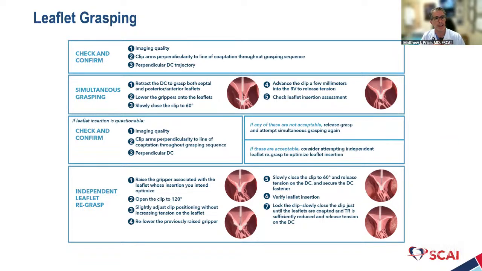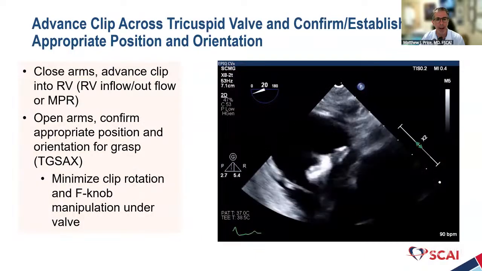The key thing is first to make sure that you're perpendicular to the plane of coaptation. Then our first approach is going to be simultaneous grasping. We'll talk about that. We will check and confirm insertion. And if we don't like insertion, we will optimize using independent leaflet grasping or CGA. All right, here's an example of this.